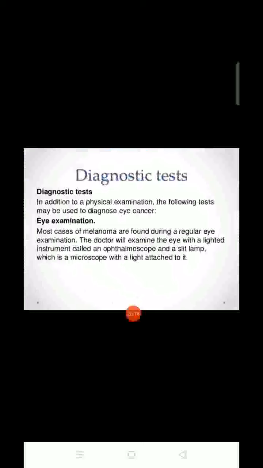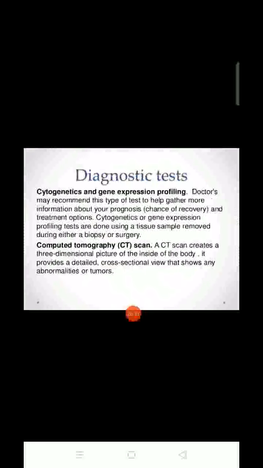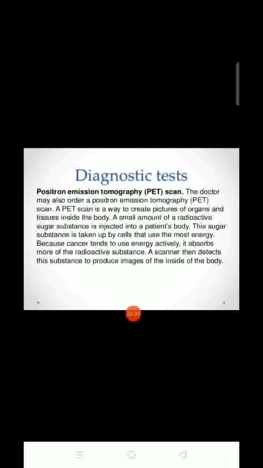Next, what are the diagnostic tests? In this, we can do the eye examination. Most cases of melanoma are found during a regular eye examination. The doctor will examine the eye with a lighted instrument called an ophthalmoscope, and a slit lamp examination also will be there. Next, ultrasound, fluoroscopy, angiography, fine needle biopsy will be there. Cytogenetic gene expression profiling, computed tomography, CT scan, and MRI also, and with that we can do the positron emission tomography scan also.